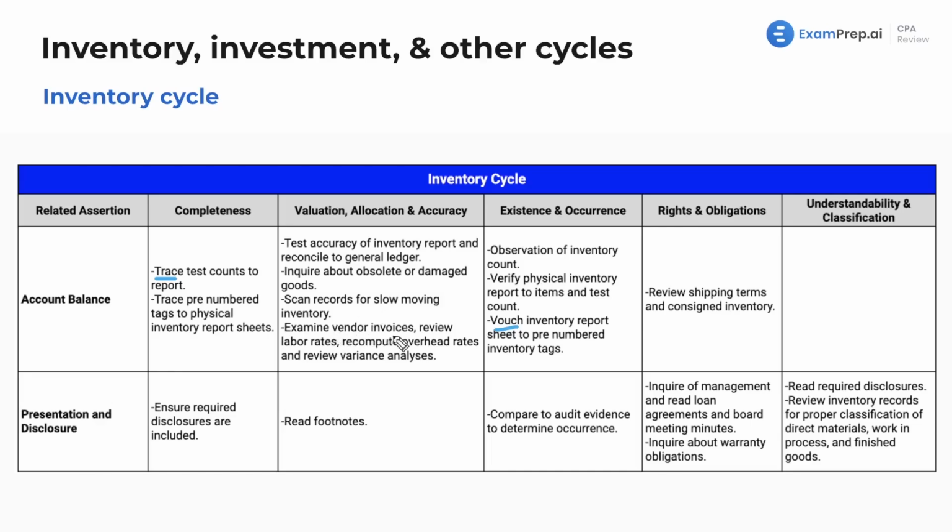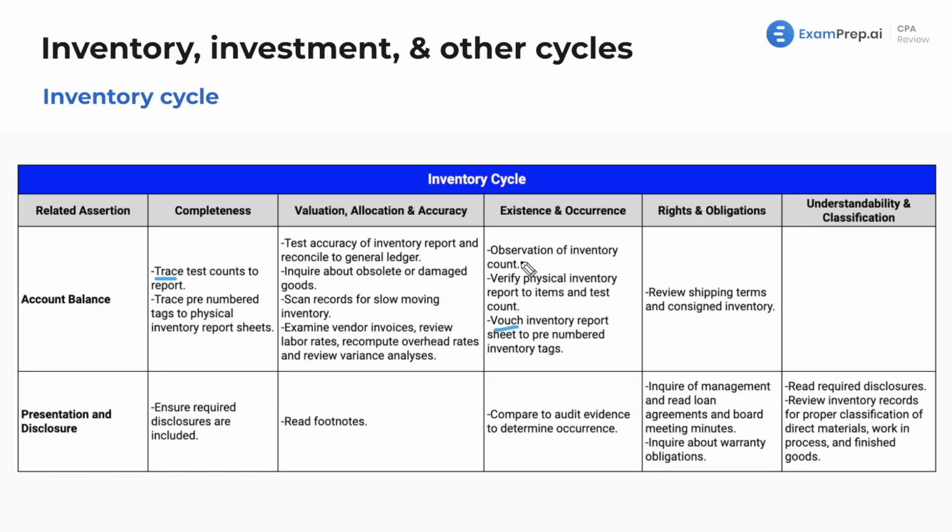Lastly, here we can examine vendor invoices, review labor rates, recompute overhead rates, and review variance analyses. Think back to our business exam. If you've taken BEC, depending on when you're taking this exam, there could be a change in the format of the exam. But the business exam, generally cost accounting, think back to that. Well, we've got inventory, and a lot of costs, including labor and certain overhead costs, are going to be capitalized and put toward the value of the inventory. As such, that's going to go on your balance sheet, making sure that you understand what costs get capitalized, added to the value of the inventory, and then with that, recomputing for valuation, allocation, and accuracy. That would be more allocation, right? Allocating, making sure the proper costs are assigned to where they should be. Next up, existence and occurrence.